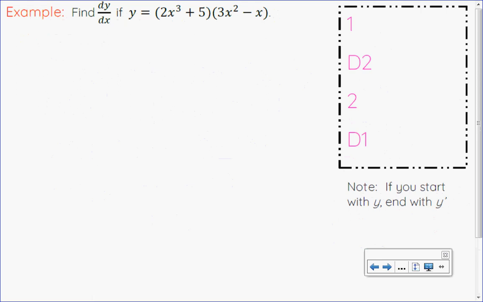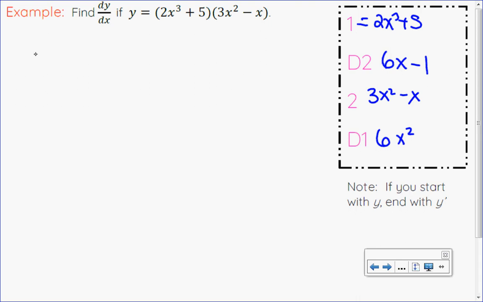So in this one here, I could expand and group like terms using my power rule, but I'm just going to, again, practice with my product law. So 1 is my first function. D1 is the derivative of that, 6x squared. 2 is my second function, and D2 is the derivative of that, 6x minus 1.